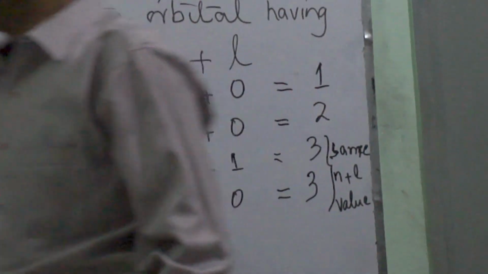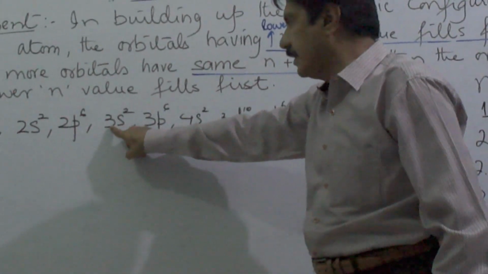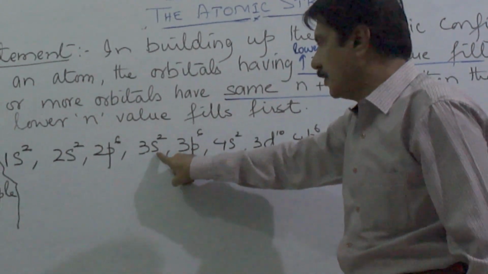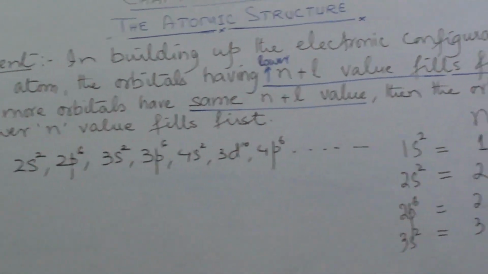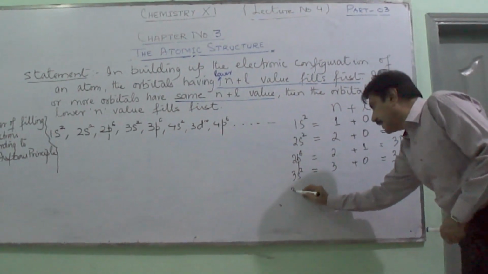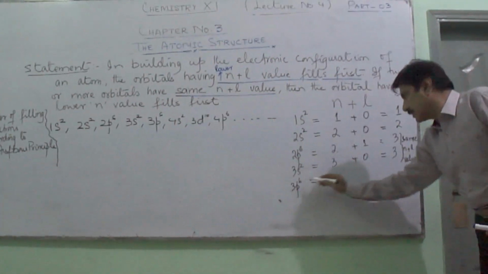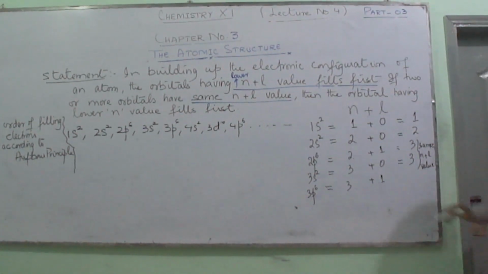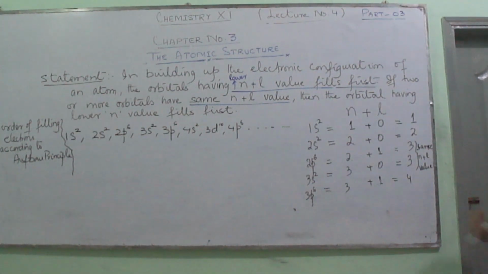So first 6 electrons were entered into 2p orbital, then the n value was 3, which is higher than 2. So again 2 electrons were entered into 3s orbital after filling 6 electrons in the 2p orbital. So this is the justification of the statement. Proceeding further, 3p got 6 electrons because the n value for 3p is 3. L value is 1, so sum of these two values becomes 4 now.